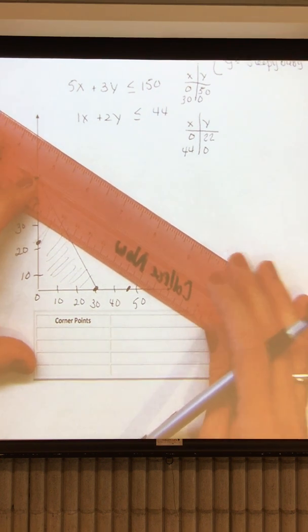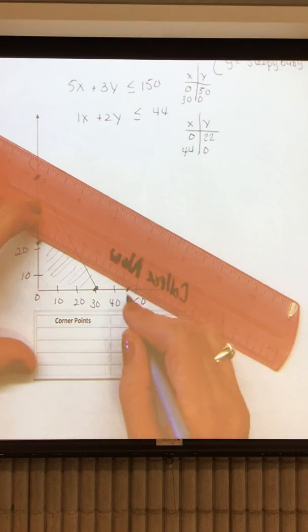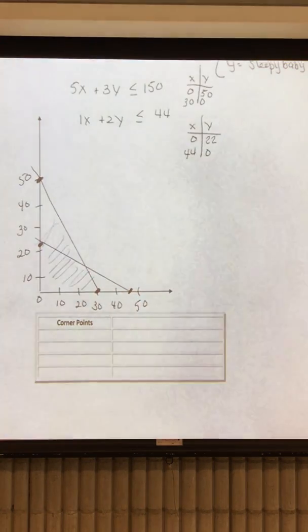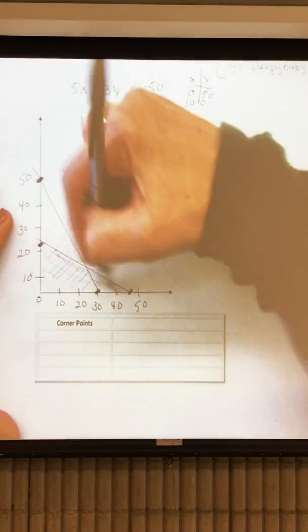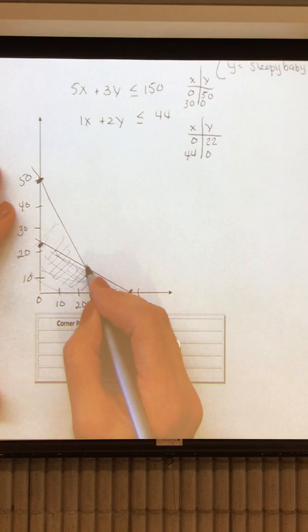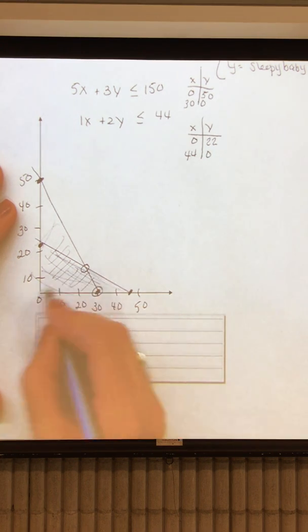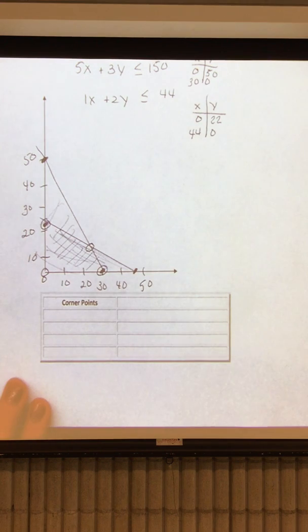And let's draw this line. And again, we have less than or equal to, and less than or equal to is below. So our feasible region is this little corner, and it's bounded by these 4 points. So let's look at our 4 corner points.